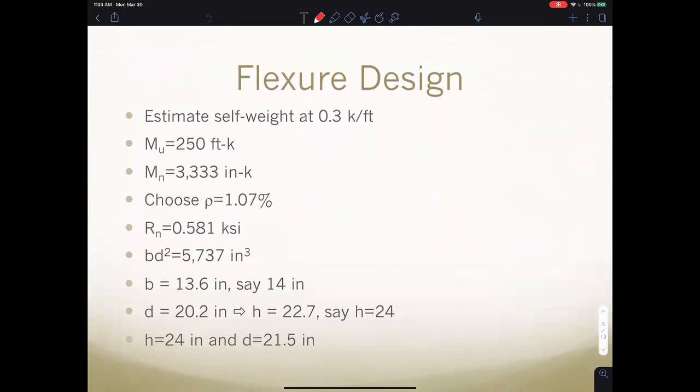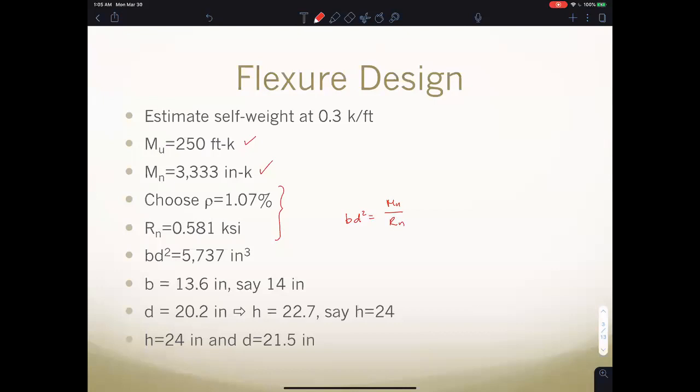First, you would do a flexure design, estimate the self-weight, get the MU, get MN required in inch kips, and then pick a row and an RN. These two are about halfway between row max and row min for 4 and 60. And once you know RN, BD squared required is MN required over RN. You need 5,700 cubic inches.